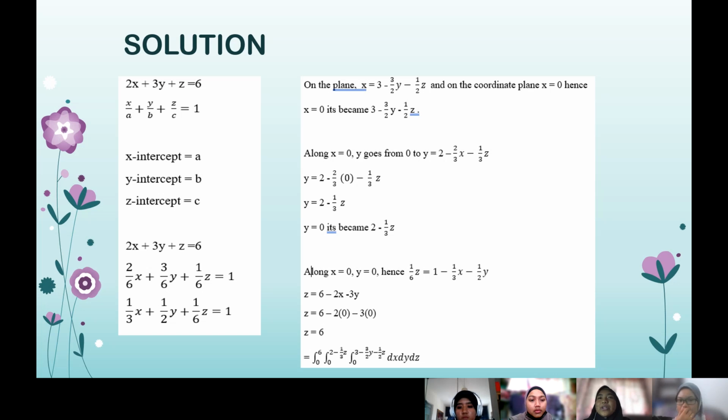So, we use the intercept formula, which is x over a plus y over b plus z over c equals 1. We know that the x intercept equals a, the y intercept equals b, and the z intercept equals c. From the given equation and the intercept formula, we substitute and get 2 over 6x plus 3 over 6y plus 1 over 6z equals 1. Then we can simplify the equation. We get 1 over 3x plus 1 over 2y plus 1 over 6z equals 1.